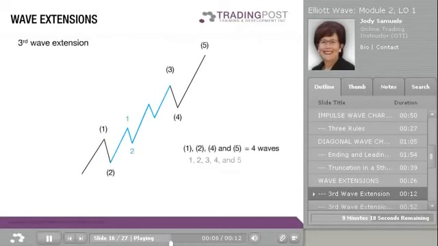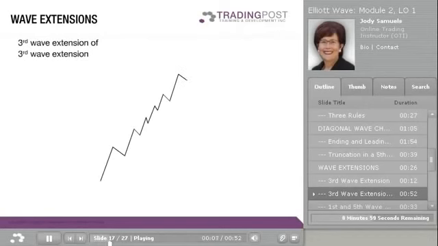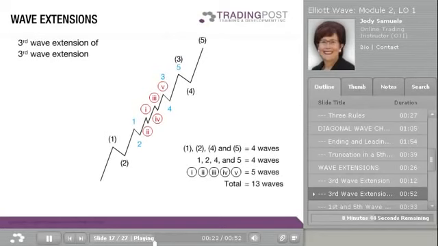Within this 5-wave sequence, wave 3 extends into another 5-wave sequence. In this example, the 3rd wave has 2 extensions. This is known as a 3rd wave extension of a 3rd wave extension. In other words, the extension occurs within an extension. This extension is a 13-wave sequence. Within the initial 5-wave sequence, wave 3 extends twice.